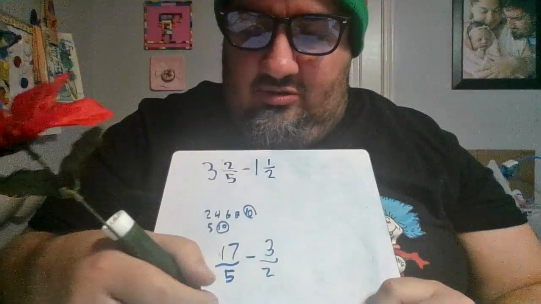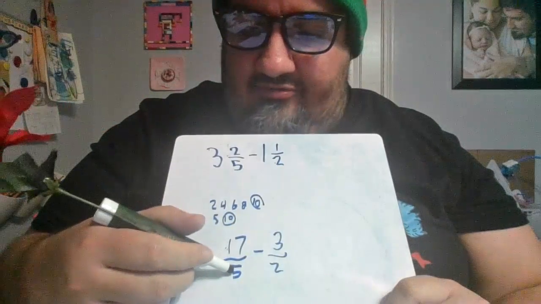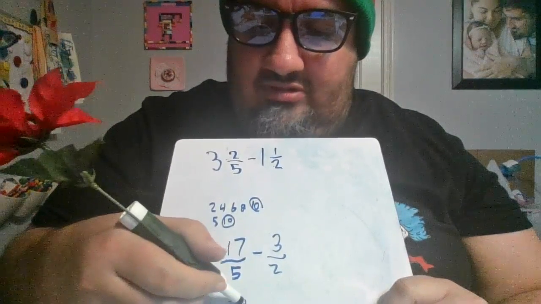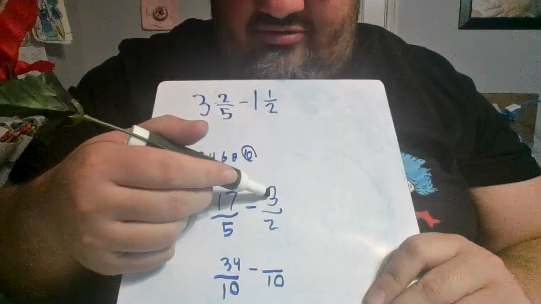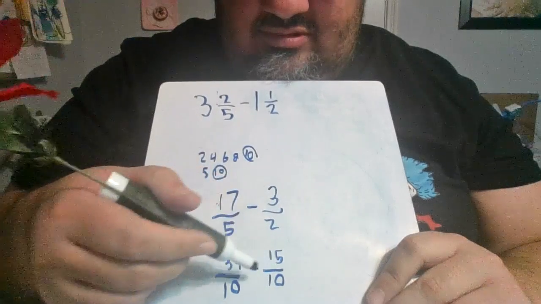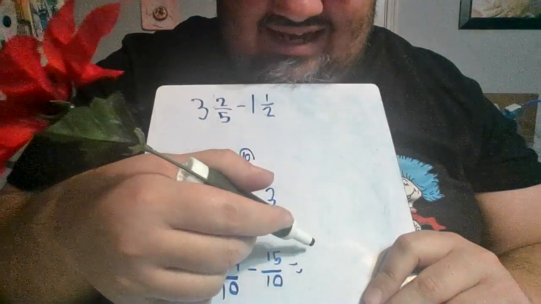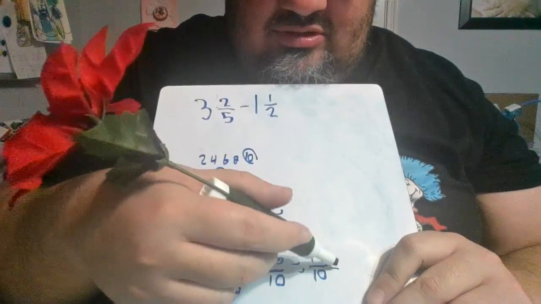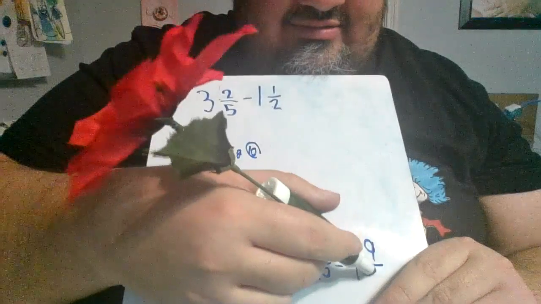Okay. So let's go with 10 as our denominator. So 5 times 2 gives me 10. So that would be 34/10. And 2 times 5 gives me 10. So 3 times 5 gives me 15. And same thing with regrouping. Watch this. 34 minus 15 gives me 19/10, which would be equivalent to 1 and 9/10.